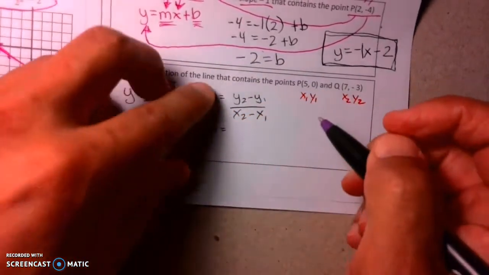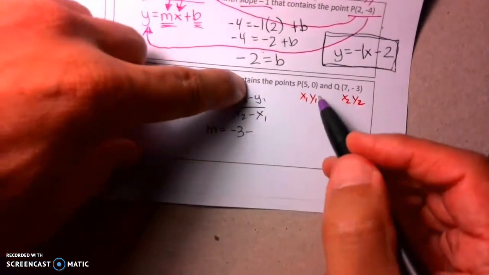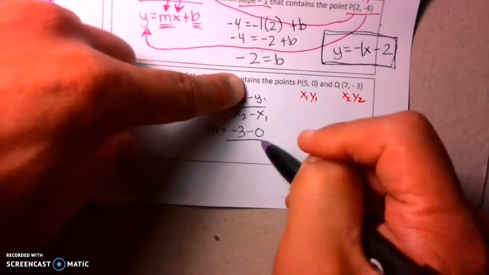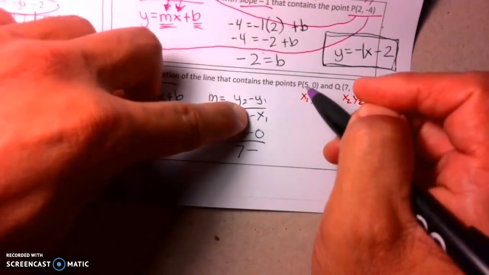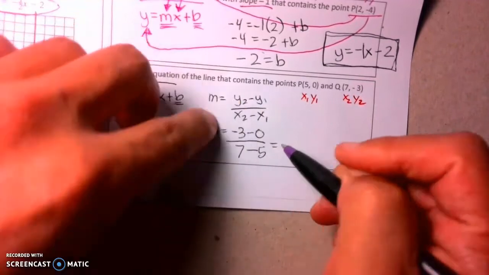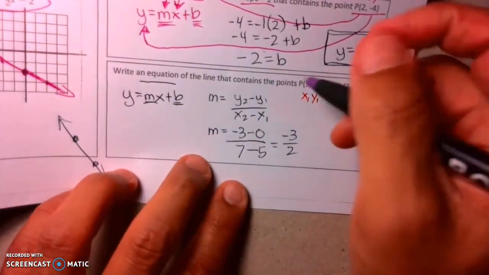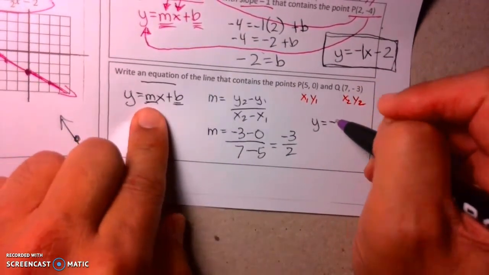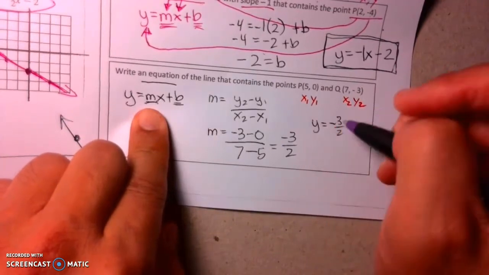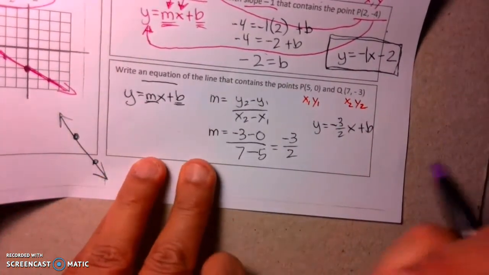So the slope formula says y2, which in this case is -3, minus whatever y1 is, which happens to be 0, over x2, which is the 7, minus, that's the formula, whatever the x1 is, which is 5. This is -3 over 2. Now that's the slope number. So my equation looks like y is equal to, instead of m, I'm going to put -3 over 2, we just solved for that, x plus b. Well, we're closer, but we're halfway done.